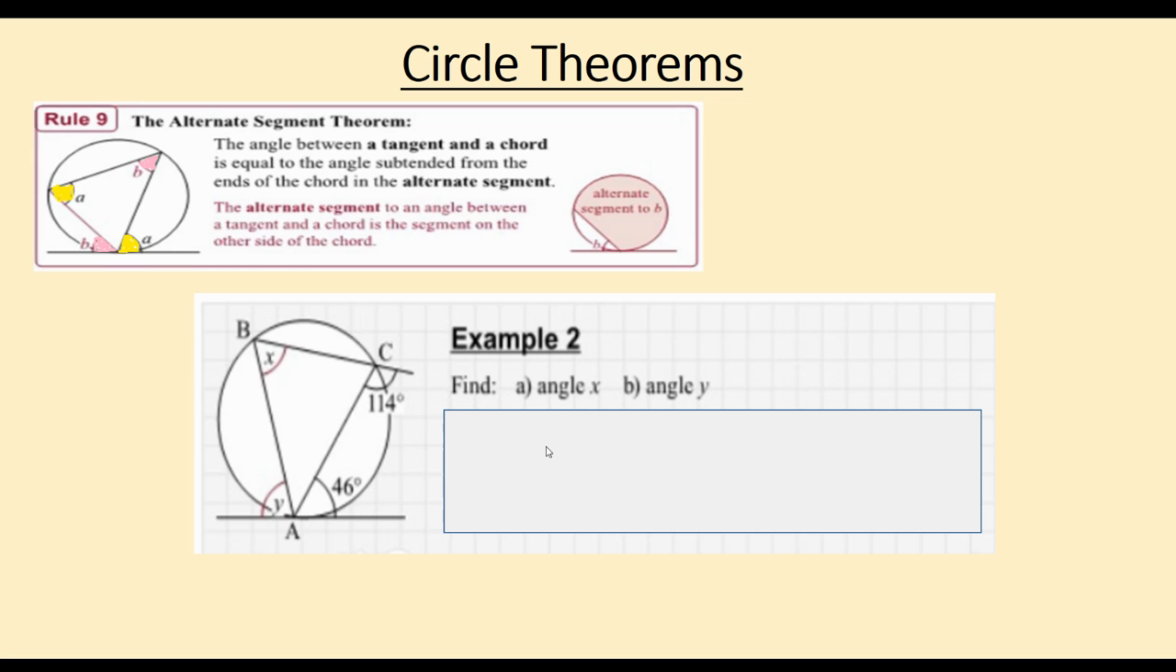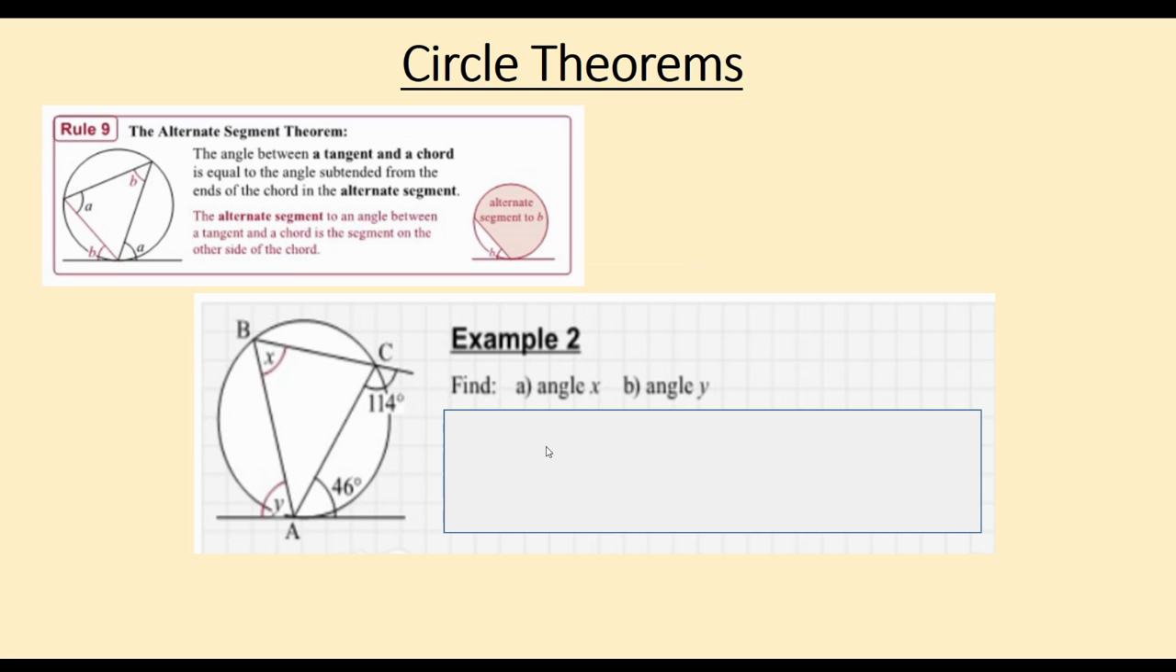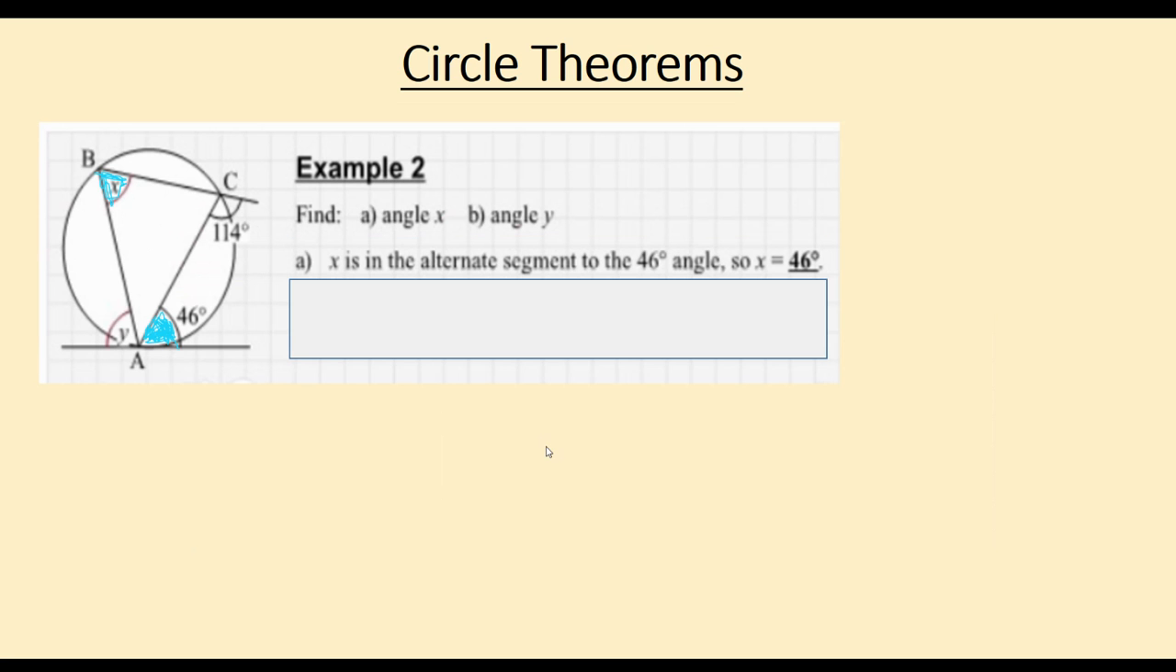Right then, so to start off with, I've color coded the two angles to get us going. Usually we go alphabetical, so part A wants us to find angle X first, so I've highlighted angle X there with the pale blue, and then the angle that is alternate segment to it is the one down here at 46. So literally for part A, you just need to be able to state that X is in the alternate segment to the 46-degree angle, and hence X is 46 degrees. That's straightforward on that one.